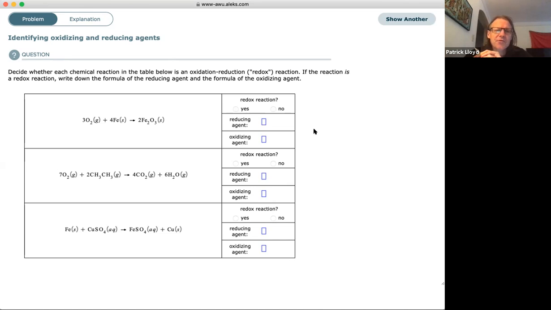Okay, so the first one is the reaction of oxygen, O2. There's 3 moles of O2 reacting with 4 moles of iron, Fe, to form 2 moles of iron(III) oxide, Fe2O3. And we want to identify which reactant is the oxidizing agent, which one's the reducing agent. There's a possibility that the reaction is not a redox reaction. It looks to me as though all 3 of these are, but if it turns out nothing changes oxidation state, then it's not a redox reaction. So you would just select no, and you wouldn't answer the following questions. Okay, so let's take a look.